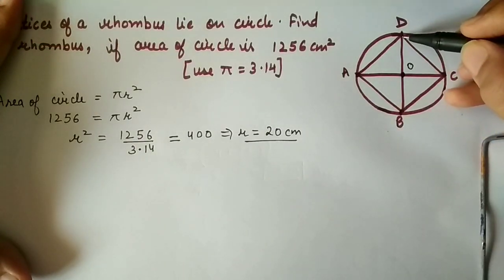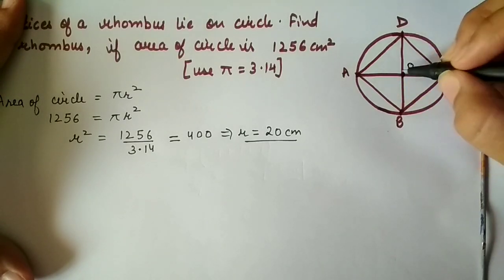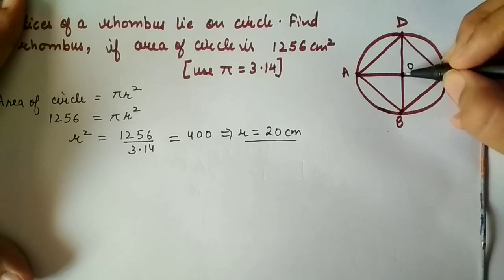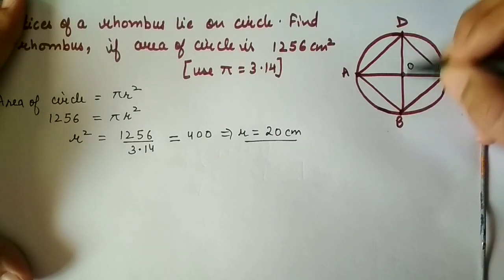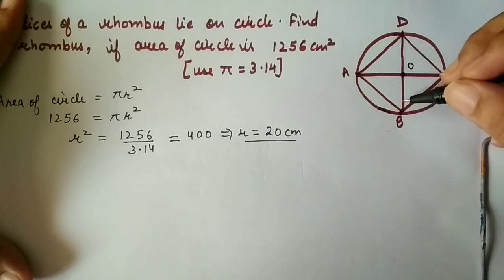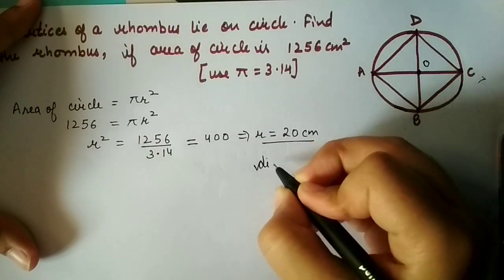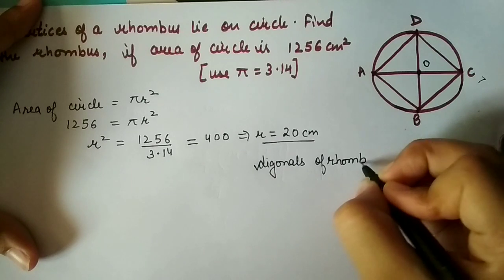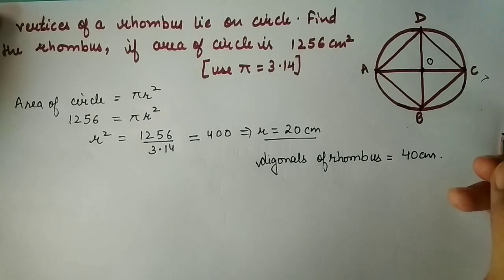You know that BD and AC are the diagonals of the rhombus, and diagonals of rhombus bisect each other at 90 degrees. So DB will be 40 centimeter and AC will also be 40 centimeter, as these are the diameters of the circle and also the diagonals. So here you get diagonals of rhombus equal to 40 centimeter. Now we have to find the area of the rhombus.